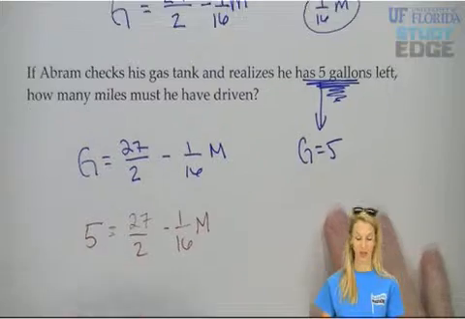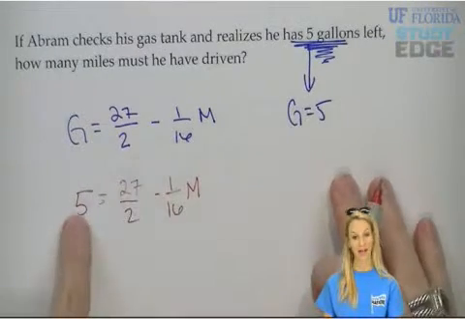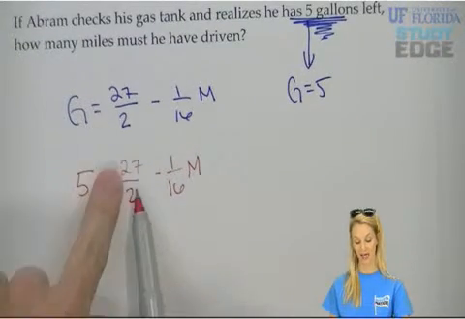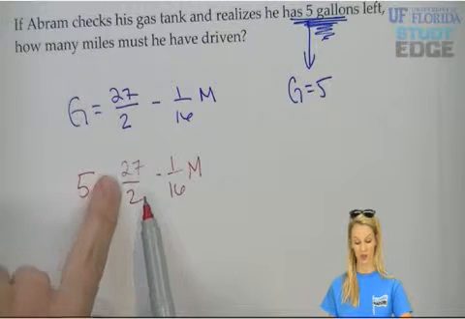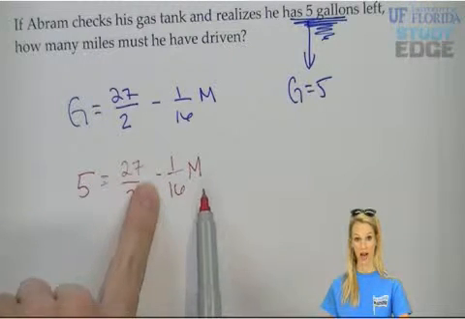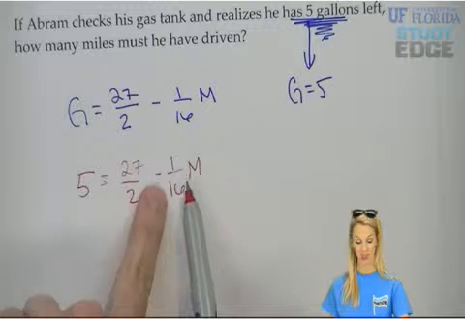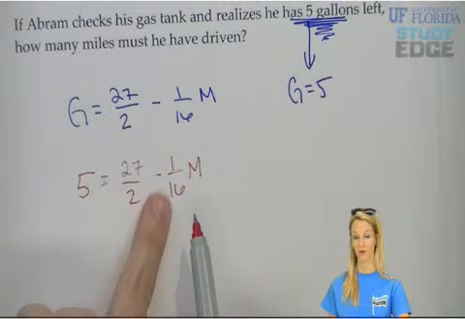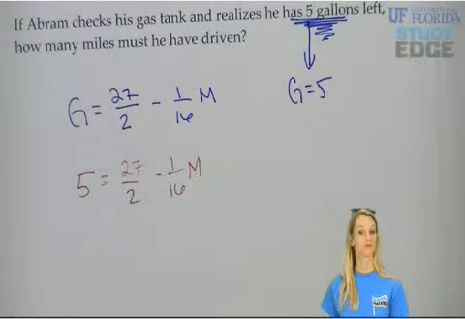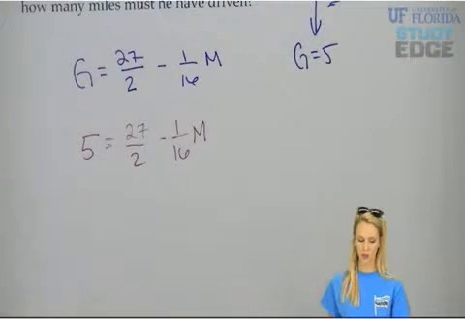That's all we did. We set up an equation. We know that we have 5 gallons left in the tank. Well, if you have 5 gallons left in the tank, you started at 27 over 2. Well, how many miles did you drive? He was taking away 1/16 for each mile that he drove. How many did he drive? We're going to figure that out. So what do we want to do?